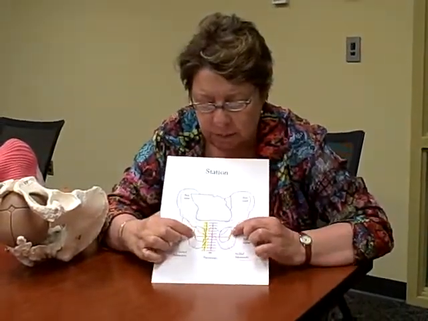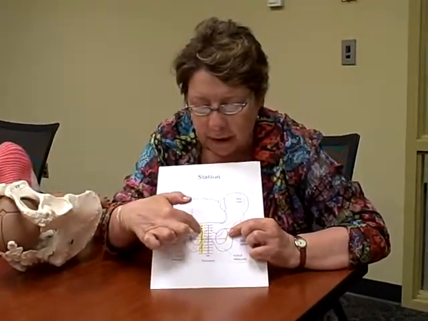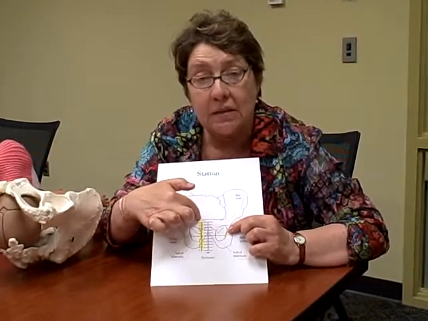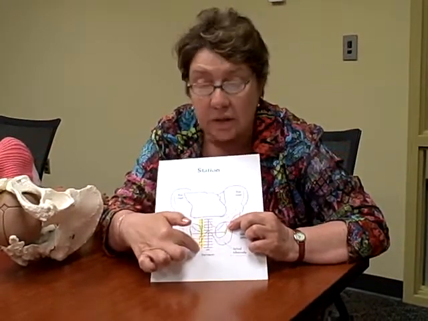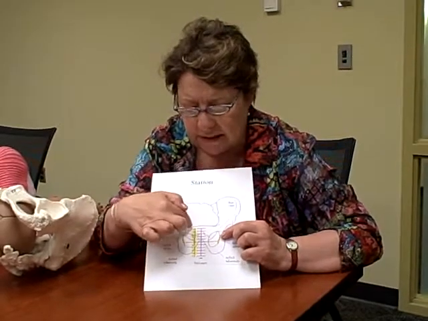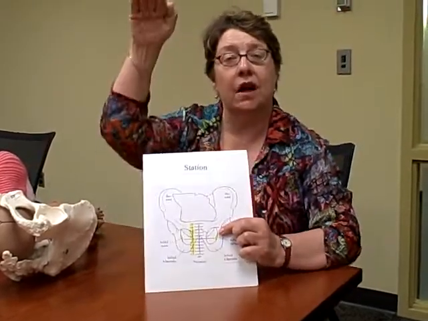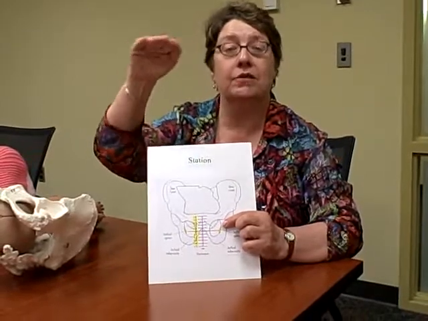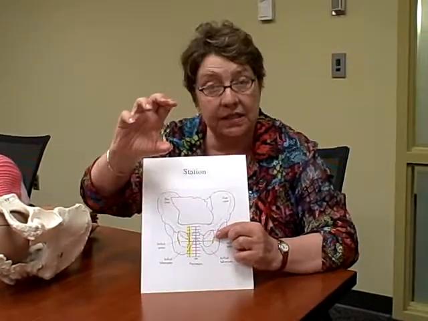And I've made a little diagram for you here to show you without the baby in the pelvis. These are the ischial spines. Everything above the spine we count as minus, and everything below the spine we count as positive. And we do it in a series of 5. So it starts off -5, -4, -3, -2, -1, 0.